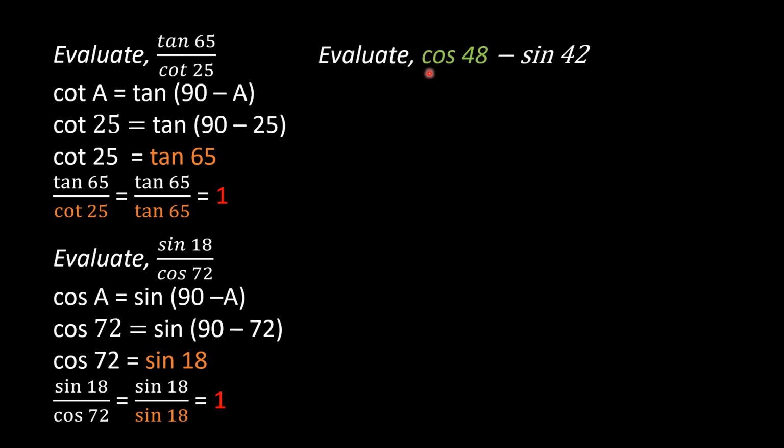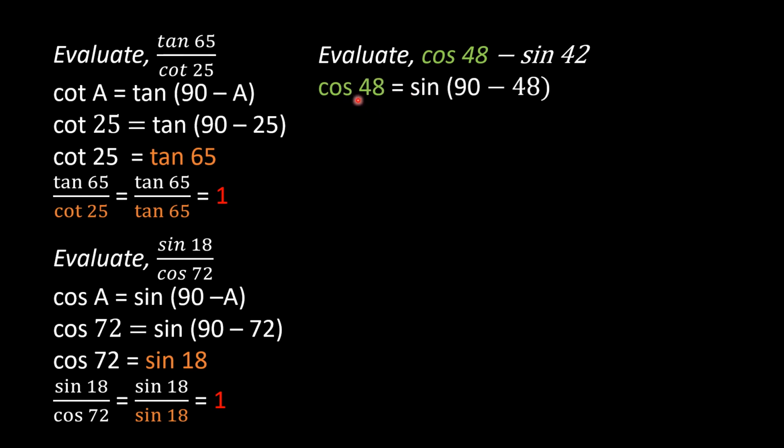Evaluate cos 48 minus sin 42. Here 48 and 42 are complementary angles. We can change either cos to sin or sin to cos. We will change cos to sin.